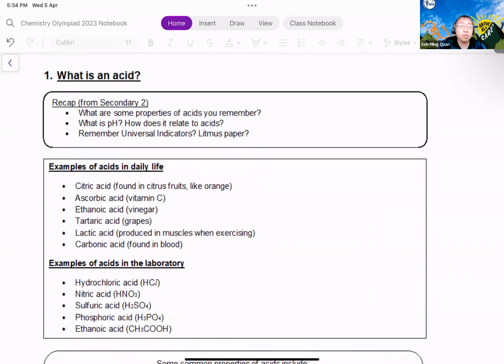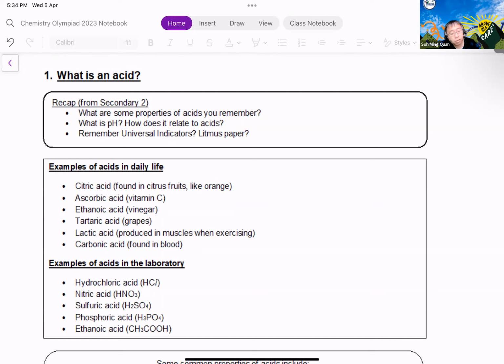So very often, students will ask, why must we learn about acids and bases? The answer is because acids and bases are two important categories of chemical substances around us. Many of the substances around us are acidic or basic. So examples of acids in our life: citric acid, which is found in citrus fruits like oranges, lemons, lime. Ascorbic acid, which is also known commonly as vitamin C. So these are examples of acids in our daily lives.